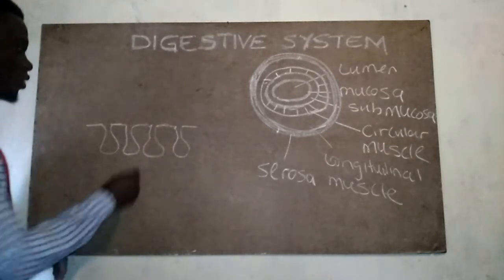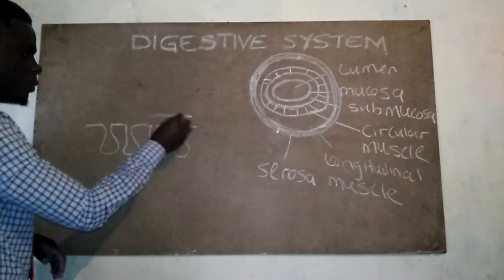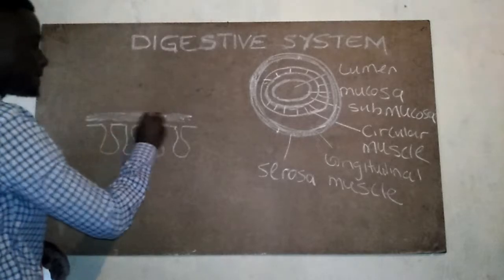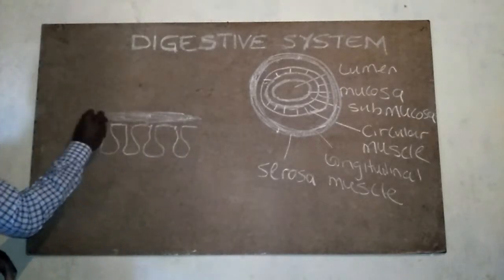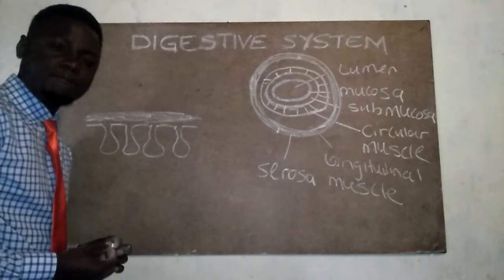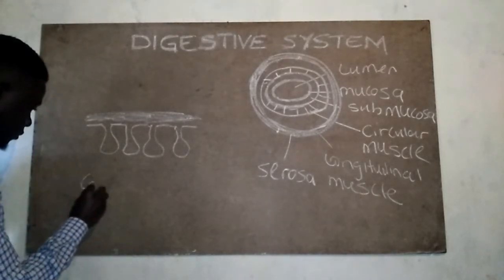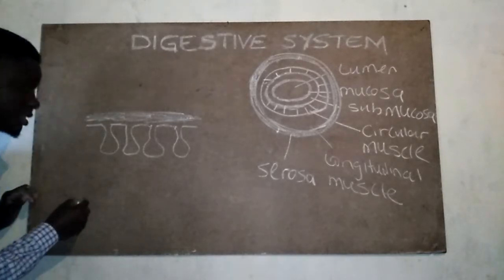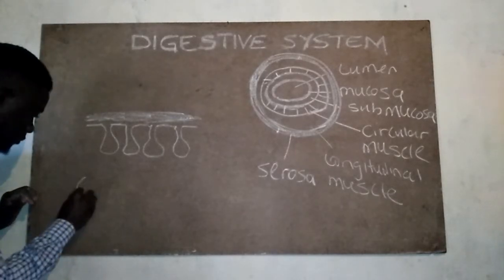And these are the small walls of the stomach. So this is the lumen of the stomach. And these walls are called gastric pits, because everything that deals with the gastric is in the stomach. So they are called the gastric pits.